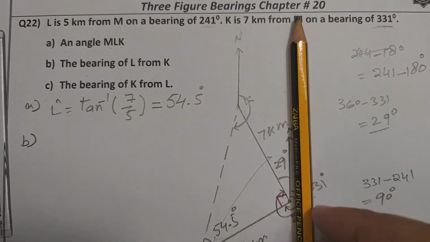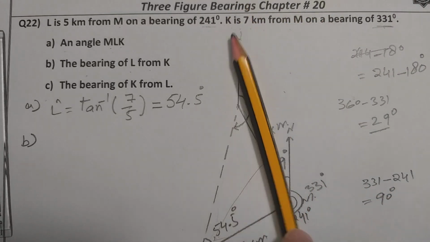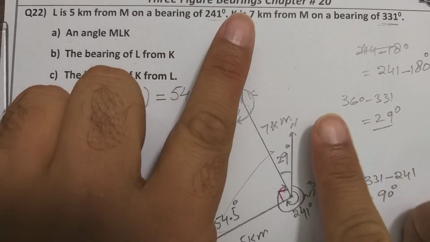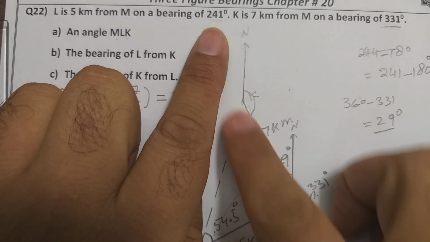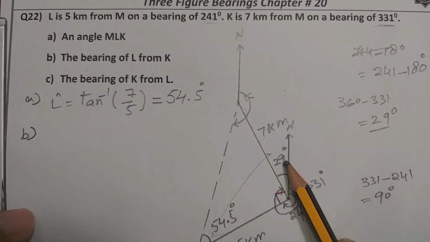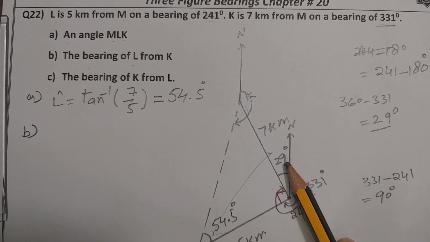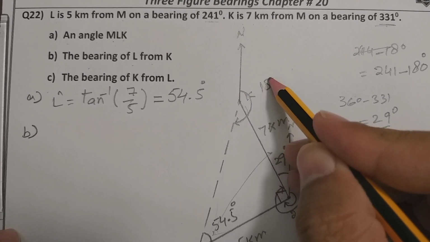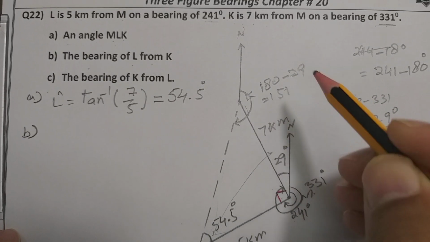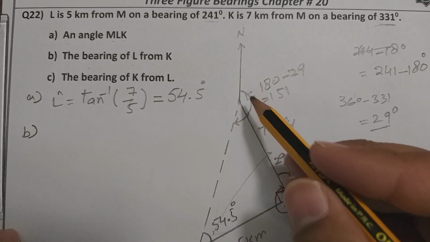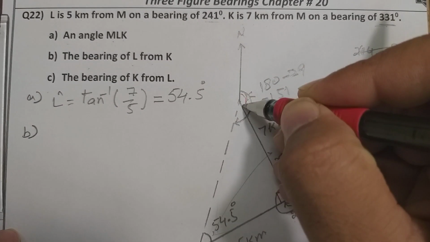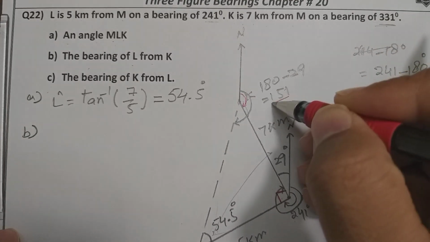Now these are parallel lines, and this is the transversal line. So these two lines are parallel, and this is the transversal line. It means that the supplementary angles or the consecutive angles add up to 180. So 180 minus 29 gives you 151. So this angle till here is 151.